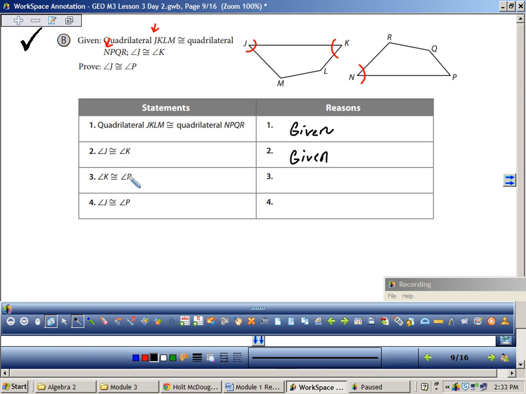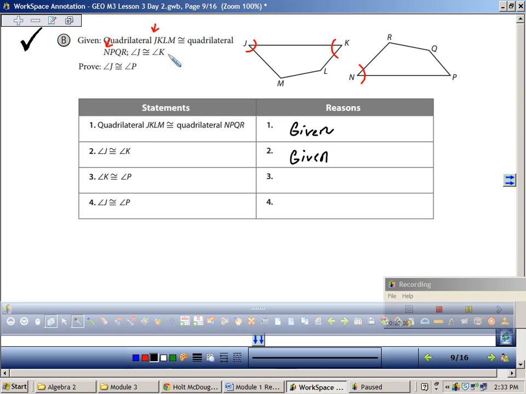The next statement they say is K is congruent with P. How do I know K is congruent with P? So here's J, here's K, and here's P. I heard Alex say it. How do I know that K and P are congruent? Corresponding part of congruent figures are congruent. You can shorten it like that.